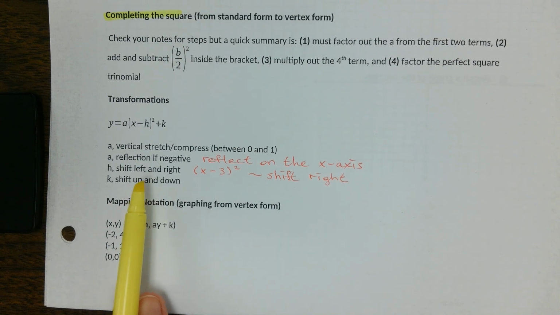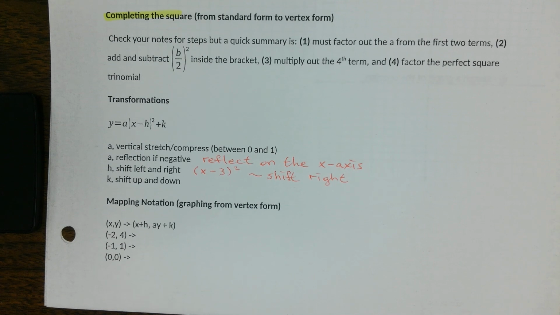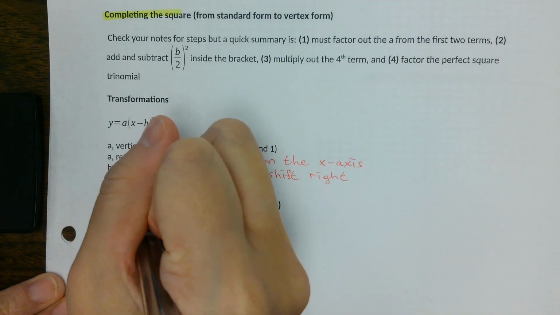And then this one is easier, the up and down. If it's positive, it's up. Negative, it's down.